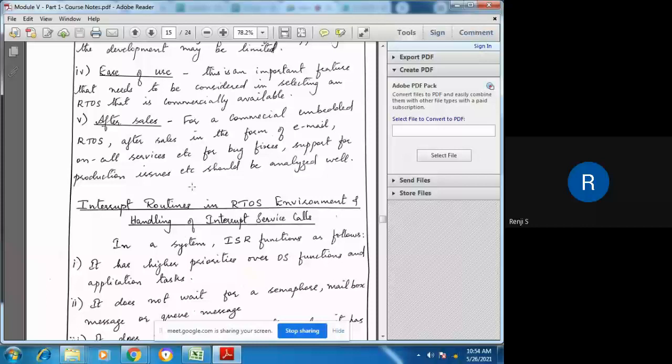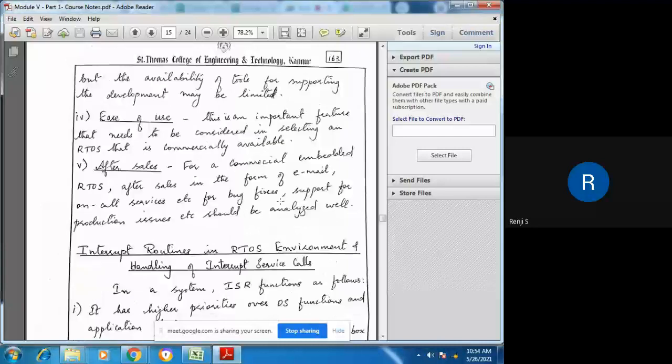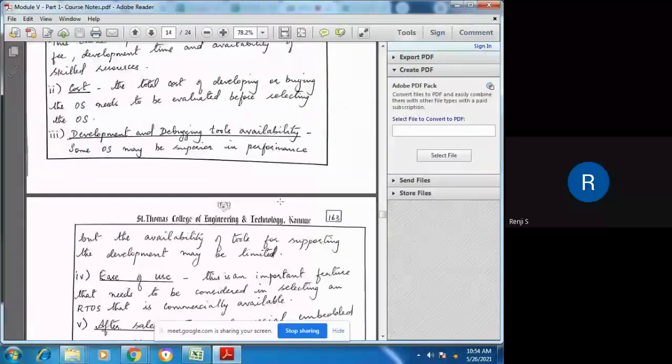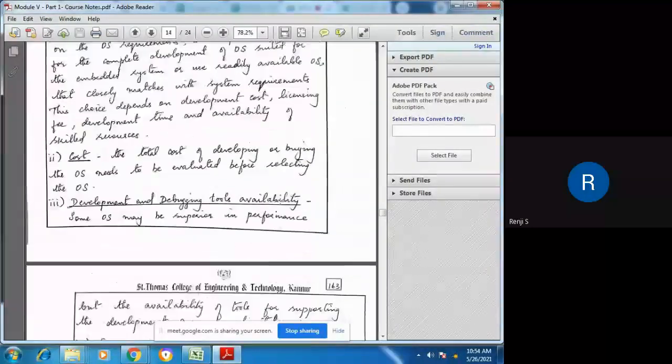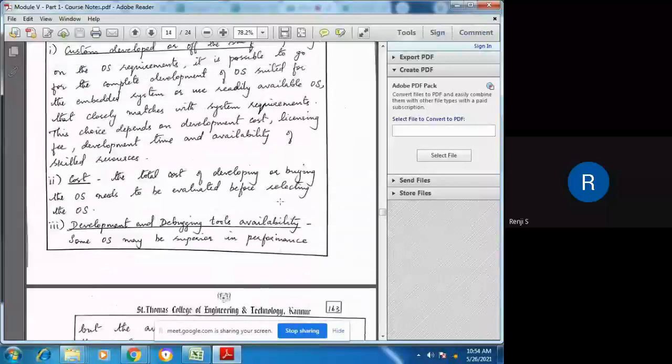If an RTOS doesn't provide proper support for development purposes, then we cannot choose that particular RTOS. Only if proper support is available for developing a product can we choose it. So these are the different non-functional requirements. They are not related to the functioning of the embedded product, but they indirectly affect the development process.